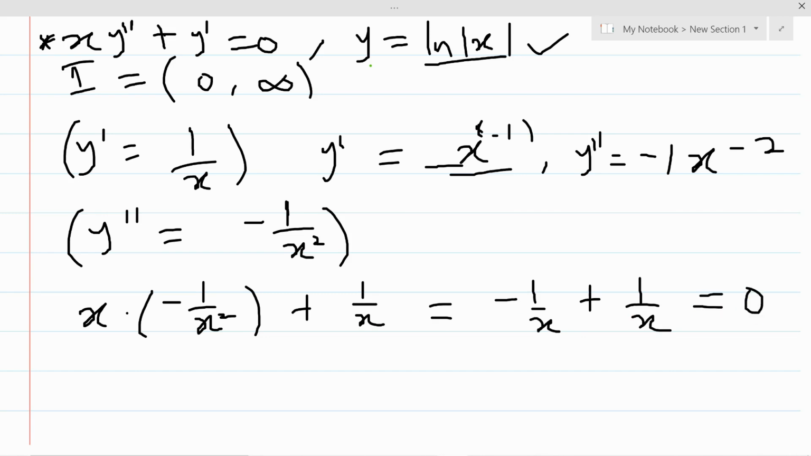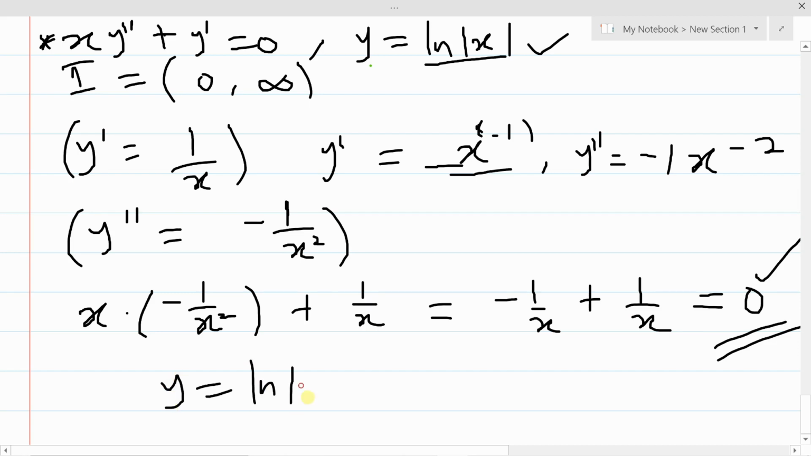I'll get 0. So since this condition is satisfied, that if I put everything back here I should get 0, it means y equals ln x is actually a solution of x y prime prime plus y prime equals 0. So this is true, and since this is true, y equals ln x is a solution to the differential equation.